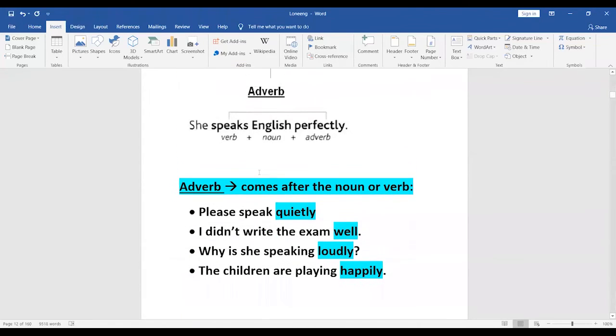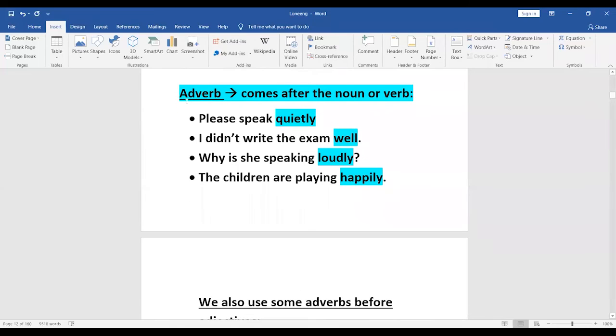So let's take a look at adverbs. The split up of the adverb: she speaks English perfectly. So she is the subject, also a common noun. Speaks is the verb. English is the noun, and perfectly adds more meaning to the verb. How does she speak? She speaks perfectly, and because perfectly adds more meaning to the verb, perfectly becomes an adverb here.